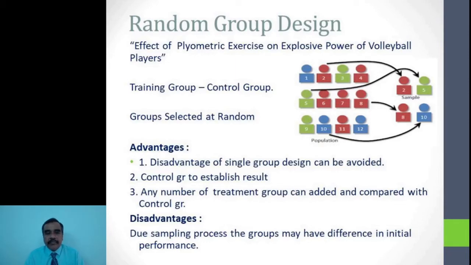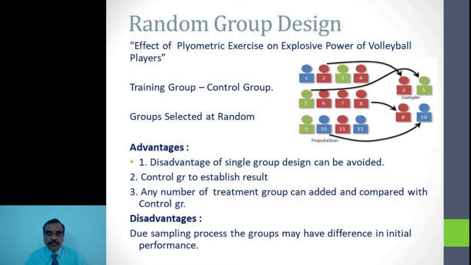Random group design. Say for example, for the research title, effect of plyometric exercise on explosive power of volleyball players. Here there are two groups, one is the training group, another one is the control group. What do you mean by control group? Control group is nothing but they will be under the control of the researcher, but they will not be involved in the experimental training. The training group only will be given the plyometric exercise.